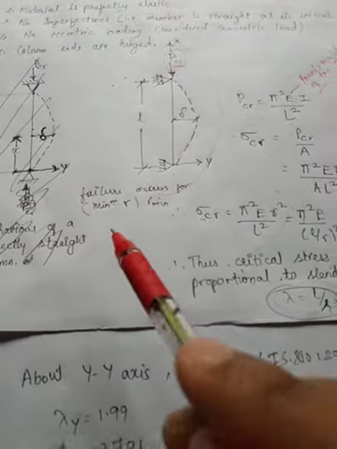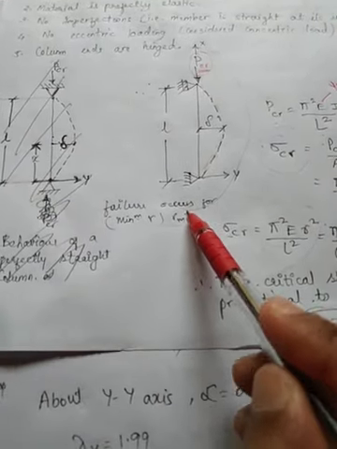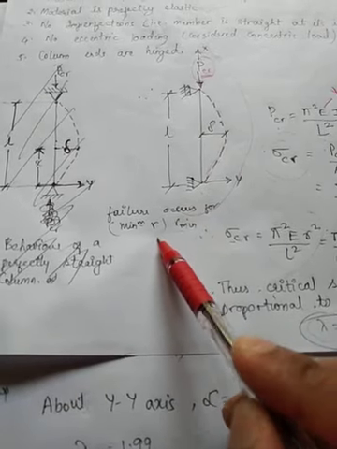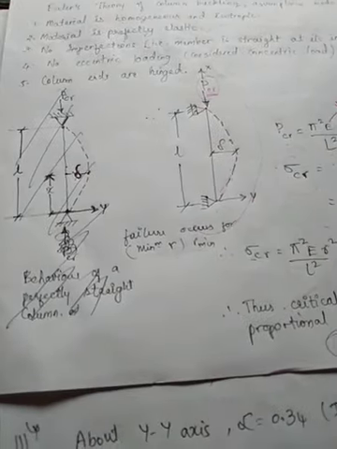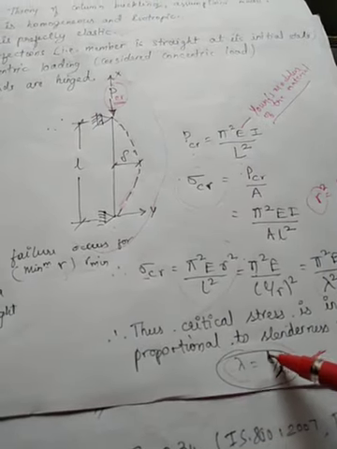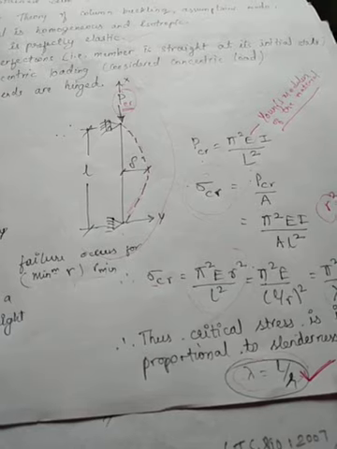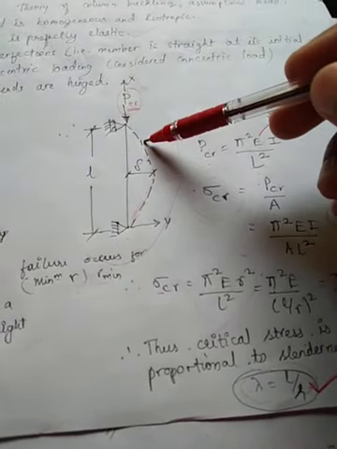In clear meaning, failure occurs for minimum radius of gyration. Just remember this: to increase the load carrying capacity in the column, your lambda or slenderness ratio value should be very low, then the buckling will be very less.